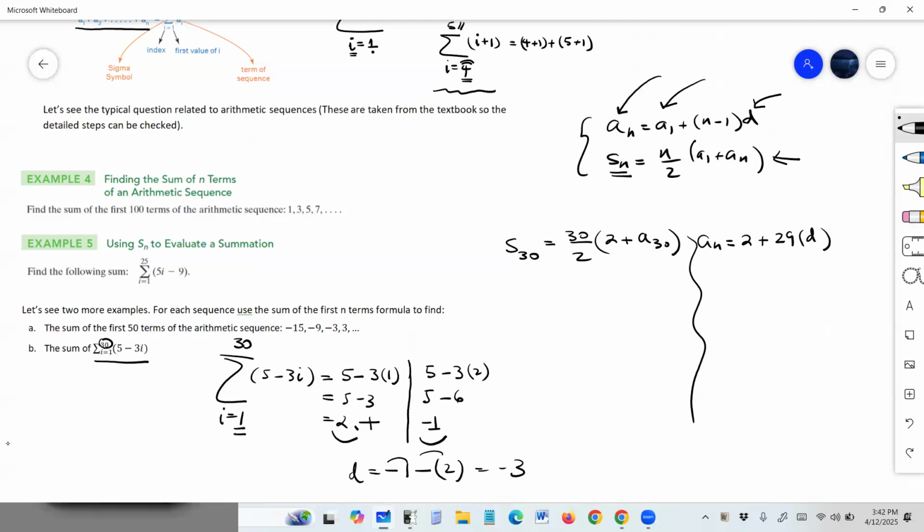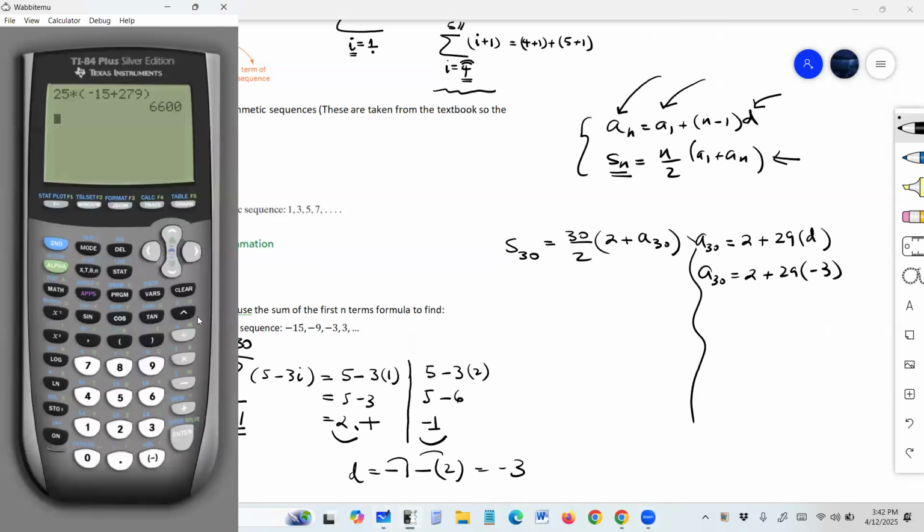So I go back here. This is my a30. 2 plus 29 times negative 3. And we go to the calculator again. 2 plus 29 times negative 3. We get negative 85.